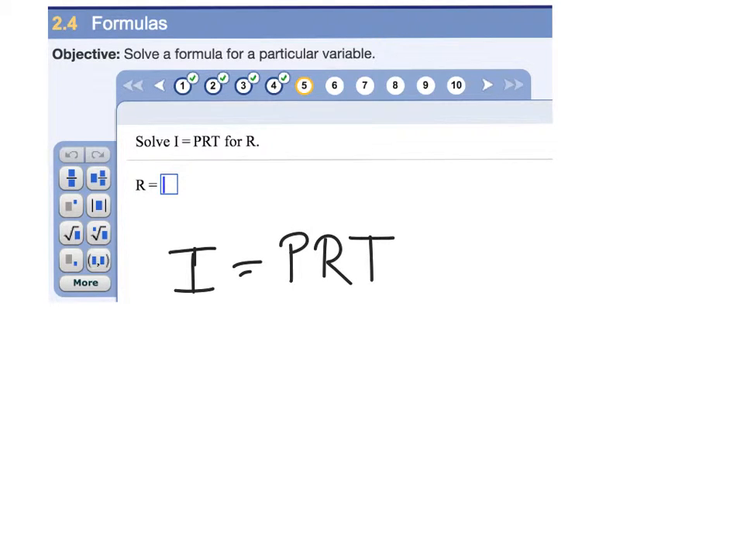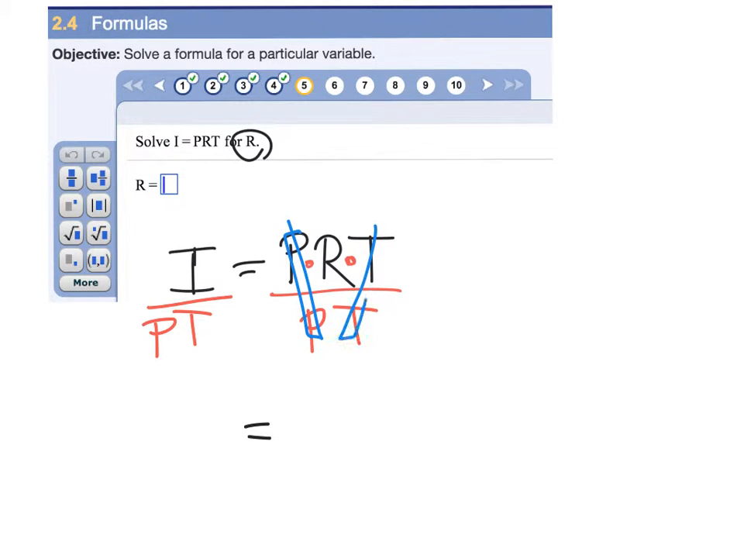I equals PRT, and we are supposed to solve for R. And I'm going to do this in 2 steps because all of this is being connected by multiplication. So if I want to get rid of the P and I want to get rid of the T, I'm going to divide by PT. And what does that give us? Well, P divided by P is 1. T divided by T is 1. So the right side is just R.